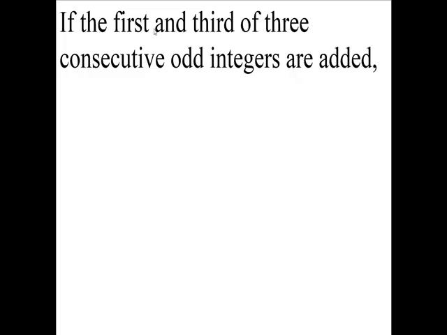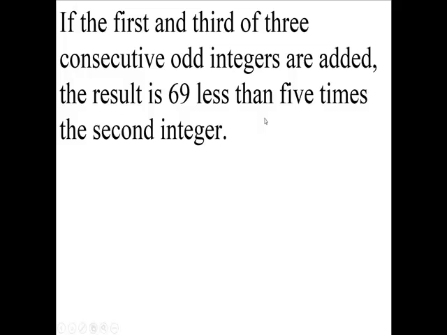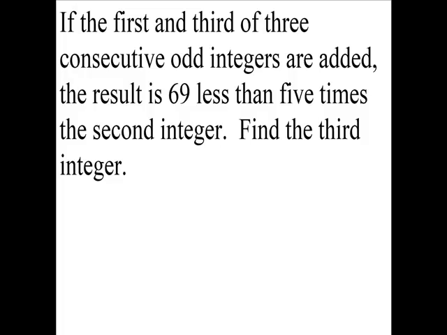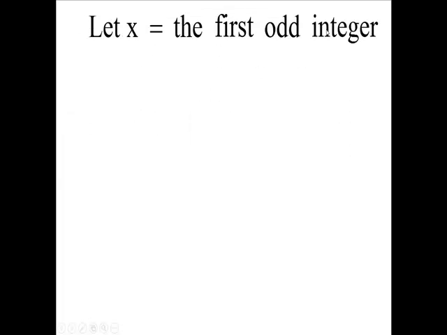If the first and the third of 3 consecutive odd integers are added, the result is 69 less than 5 times the second integer. Find the third integer. Now, let x be the first odd integer.